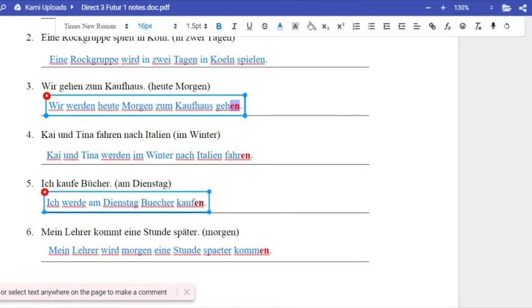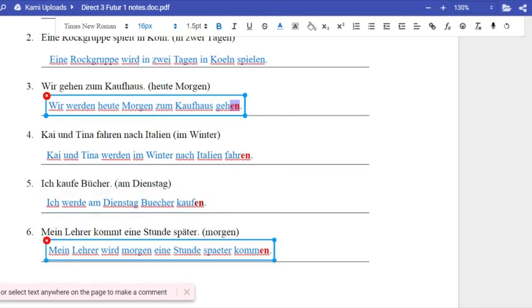Werden gets conjugated to go with the subject, ich. Kaufen gets thrown to the end of the sentence. Am Dienstag is the time element, comes right after the verb. And then what we're going to be buying, the object, Bücher, with a capital B, because German nouns are capitalized. And Nummer 6. Mein Lehrer wird morgen eine Stunde später kommen.